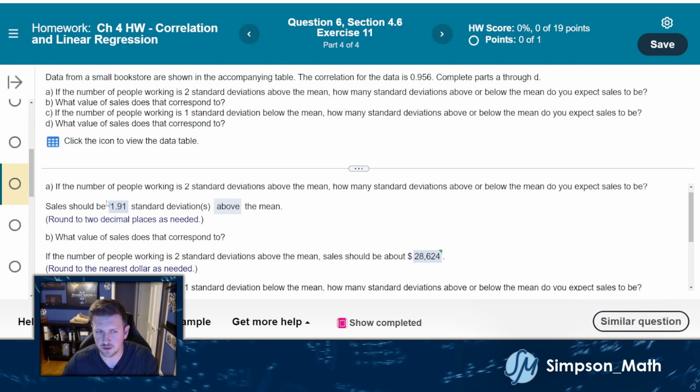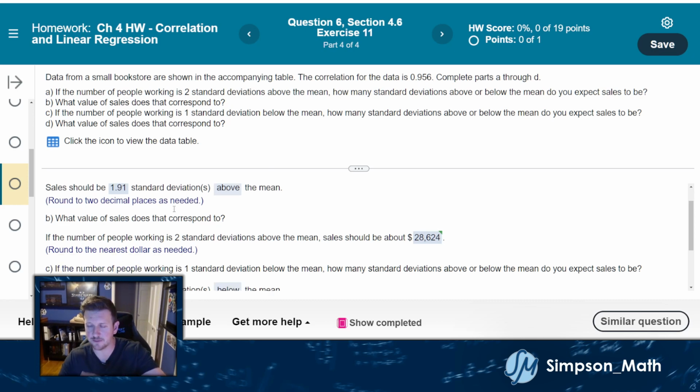All right, my options here were to fill in the blank with whatever number it is, and then choose above or below. Since it's a positive z-score, we're going to put in a positive, so we have it above the mean here. All right, I'm going to skip B for just a second.